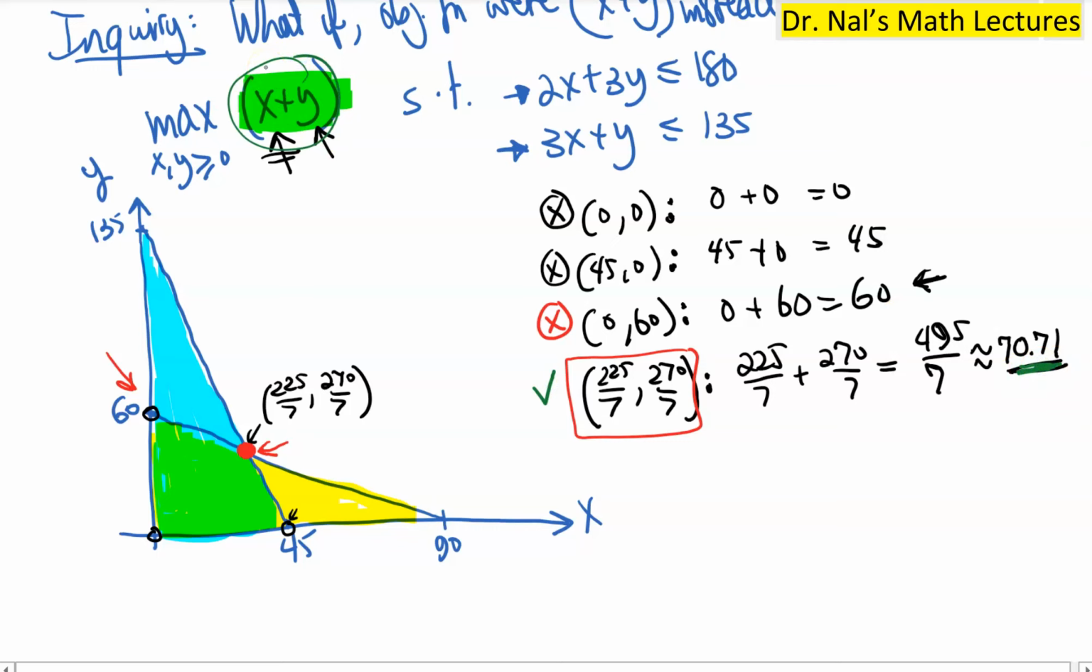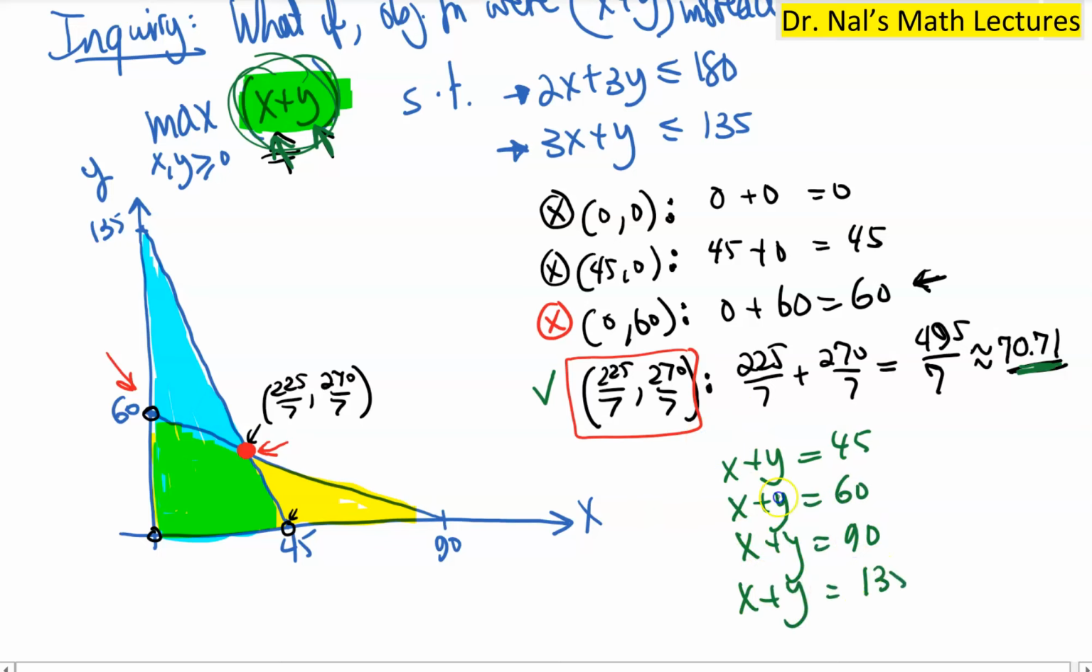If you wonder why such a thing happened, it's because of the slope of our objective function. Previously, the slope was -1/2. The slope of this function x plus y, if you evaluate it at different points, is -1. For instance, let's draw a couple of hypothetical lines. Let's first draw x plus y equals 45, then x plus y equals 60, then x plus y equals 90, and I'll also draw x plus y equals 135.